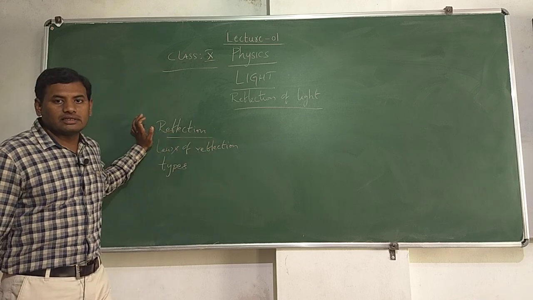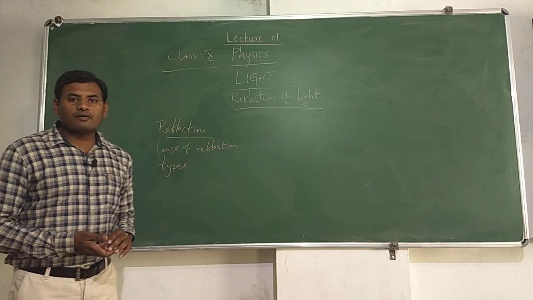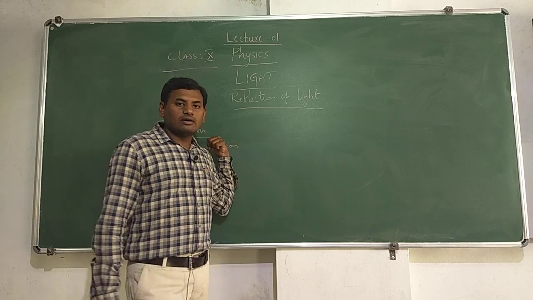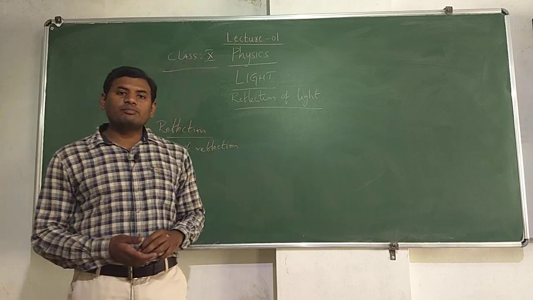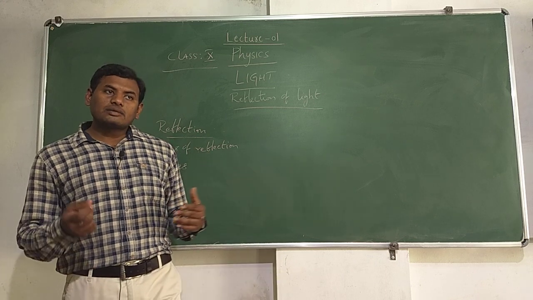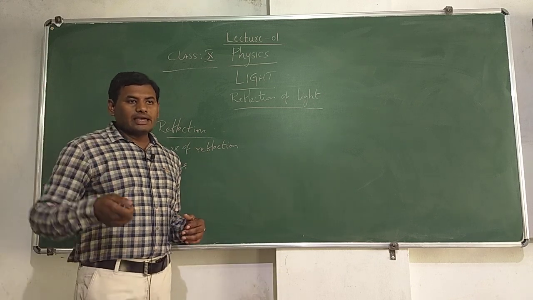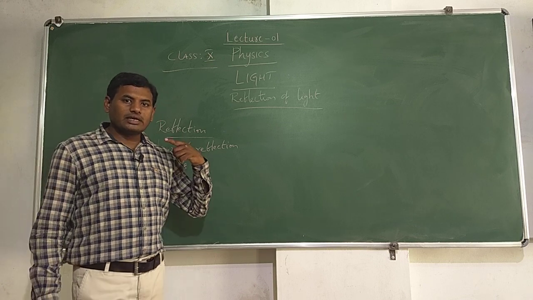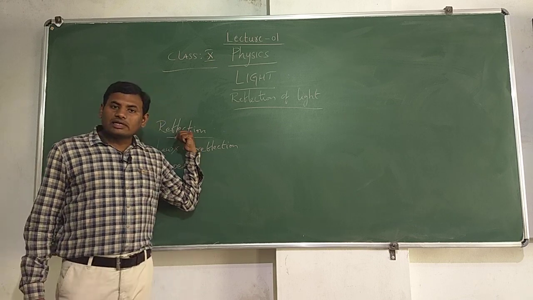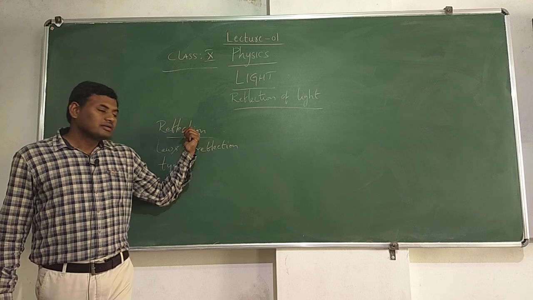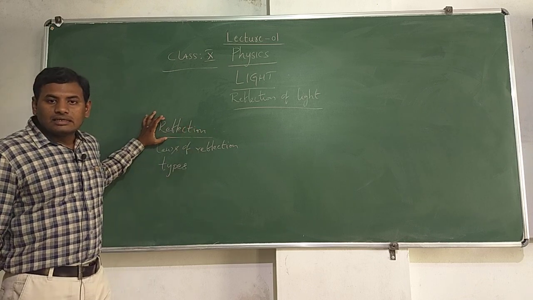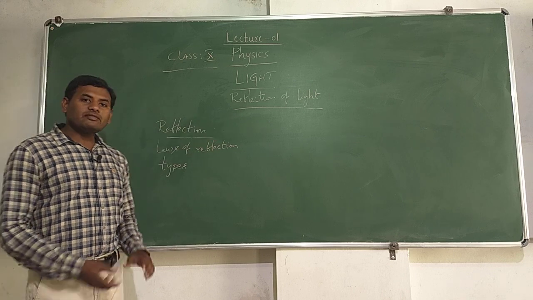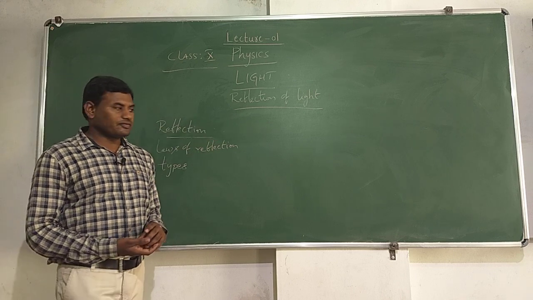Let us see what is reflection. The process of bouncing back of light when it falls on a reflecting surface is known as reflection of light. So the process of bouncing back of light. So that means when we incident a light on any object, then it reflects back and reaches our retina. So that process we call as reflection. So I repeat, reflection is a process of bouncing back of light when it falls on a reflecting surface.